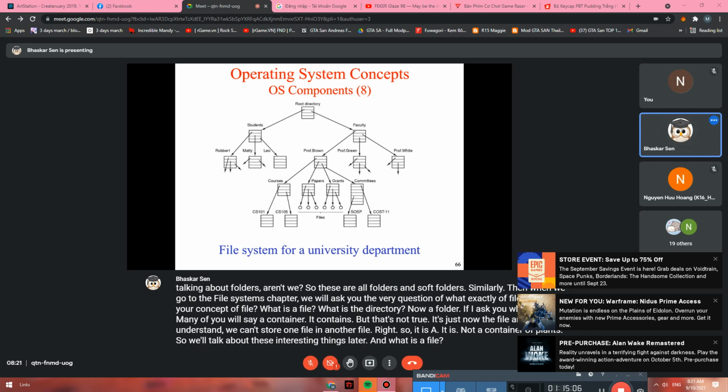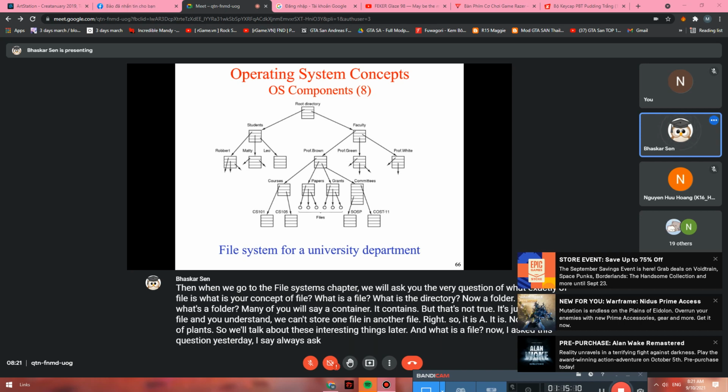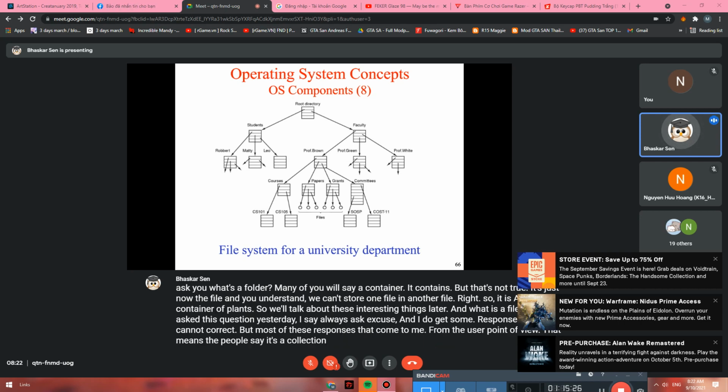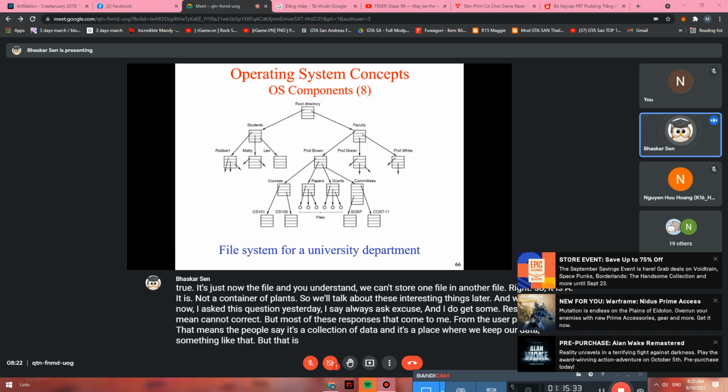Now, I asked this question yesterday, as I always ask students, and I do get some responses, which are not correct. But most of these responses that come to me are from the user point of view. That means people say it's a collection of data and it's a place where we keep our data, something like that. But that is what you think it is because you are a user. But in reality, that is not the case.